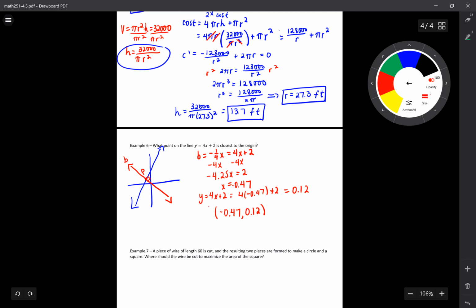0.12. There is a way to do this using calculus in terms of distance. We would be using the Pythagorean theorem, but I think it's pretty cool that we can solve this problem just by using perpendicular lines.